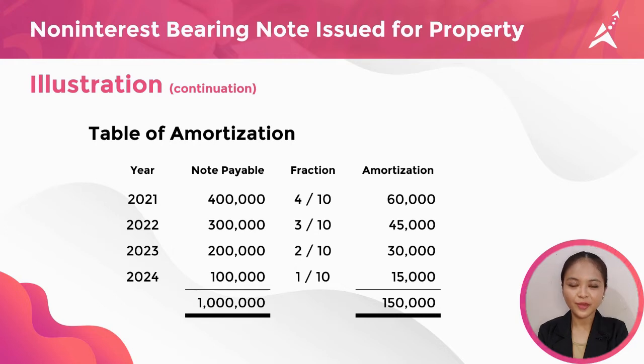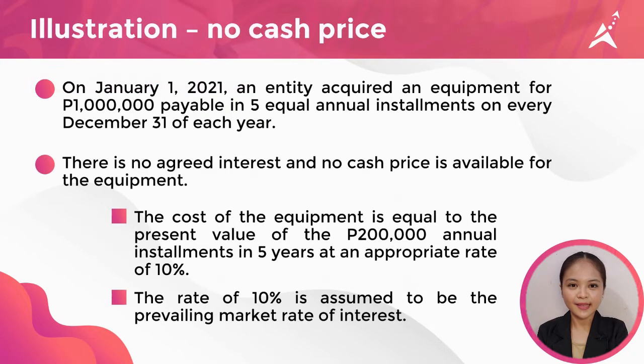In case there is no cash price, let's try this illustration. On January 1, 2021, an entity acquired an equipment for 1 million pesos payable in 5 equal annual installments on every December 31 of each year.